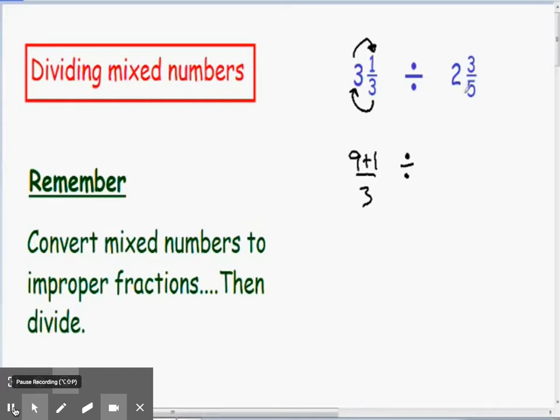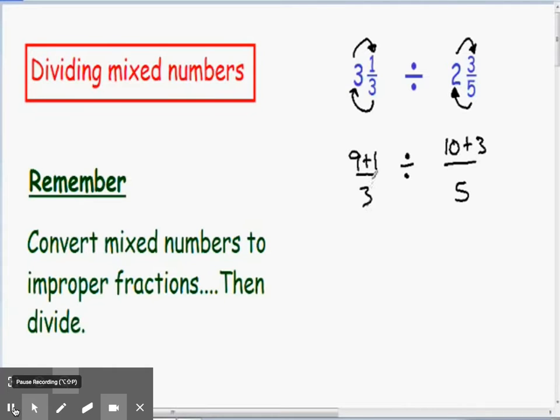So let's do the same thing with that mixed number. We're going to change it into an improper fraction. Since 2 3/5 has a denominator of 5, the improper fraction is also going to have a denominator of 5. And in the numerator, we need to multiply the denominator of 5 by the whole number of 2. So 5 times 2 is 10. And then we need to add all of that with the numerator of 3.